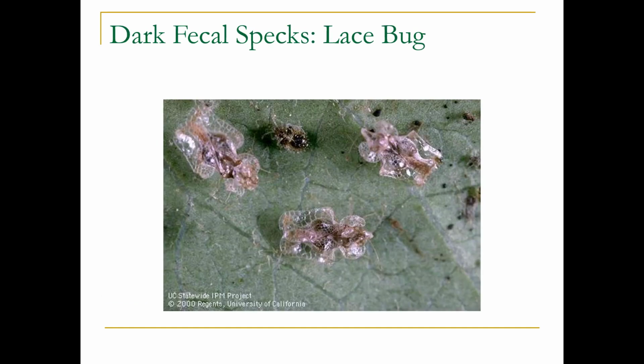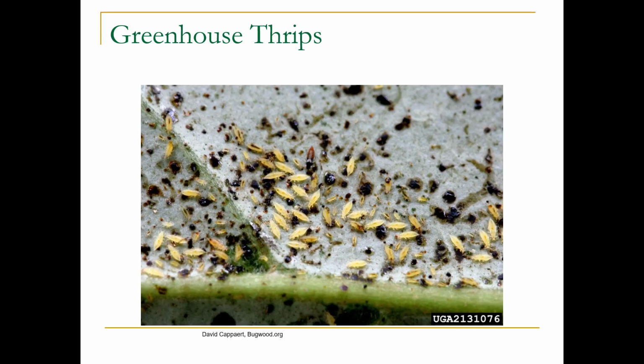And again, here are the fecal spots from the lace bug. These are thrips. These are really tiny. You look at the main vein there. That's a very tiny insect. It's very difficult to see with the naked eye. You do need a hand lens, but these small black dots are going to be an indicator between that and the symptoms.